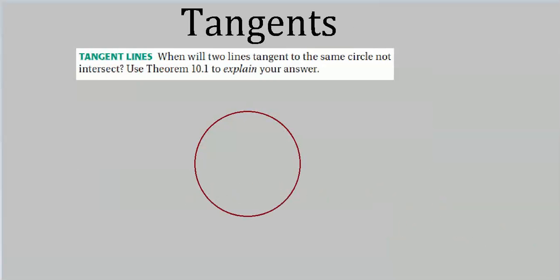Well, here's a simple question. When will 2 lines tangent to the same circle not intersect? Well, the simple answer would be when they're parallel. Okay, all done. Goodbye. I don't think that's exactly what they're looking for, although that's part of the answer. When do 2 lines not intersect? Well, by definition, that means that they're parallel.